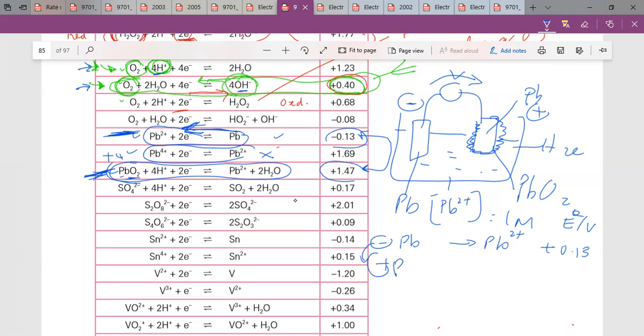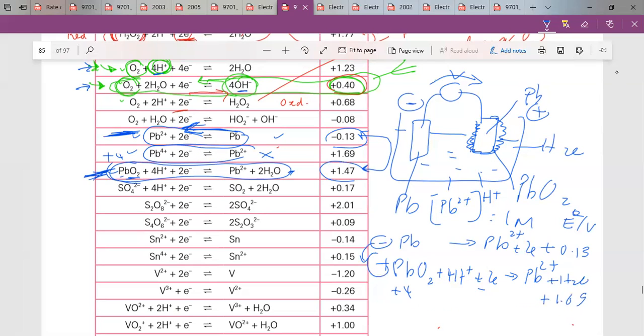So it's PbO2 plus 4H+, right? That means here also got acid H+, plus 2 electrons. Sorry, here is plus 2 electrons, I forgot. To give you what? Pb2+. Why? 4 plus goes to 2 plus, accepting electrons. Okay, 2 plus here, plus water, plus 2H2O. And how much is it? Positive, very big, 1.69.